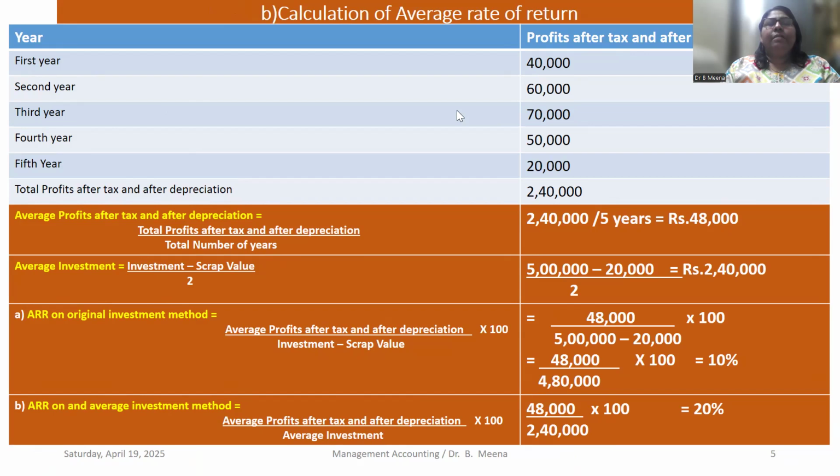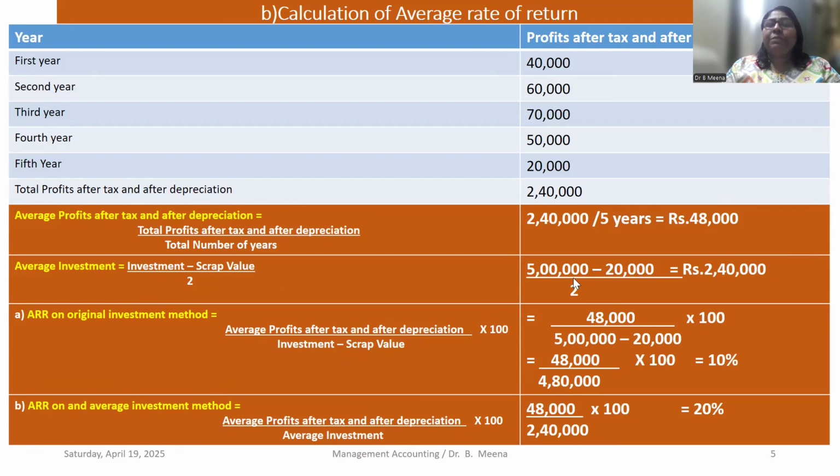First year, second year, third year, fourth year, and fifth year, the respective year profits as per the problem, we substitute here and get the total profits after tax and depreciation, which comes to around 2,40,000. Then the average profits after tax and after depreciation: divided by how many years of profit were given? 5 years. So divided by 5 years, that gives you 48,000. This is the average profit after tax and after depreciation. The second working note is for the average investment, which we calculate by this formula: investment minus scrap value divided by 2.